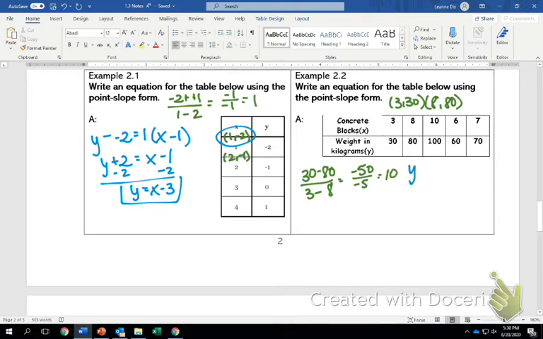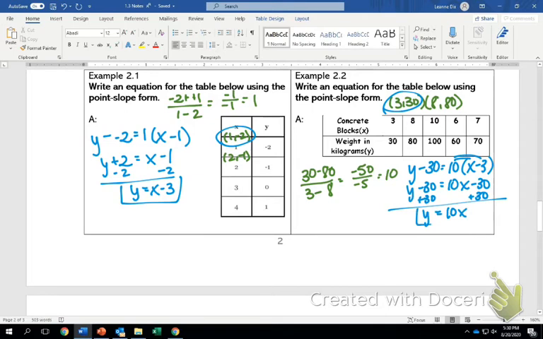So I'm going to use my point-slope form. I'll say y, use the 3 and 30 because it's the smallest one I see. So it'd say y minus 30 equals 10 times x minus 3. Do the distributive property, and the left-hand side stays the same, but the right-hand side ends up being 10x minus 30. Add 30 on both sides to isolate that y, and you should get y equals 10x, because those 30s end up canceling out.